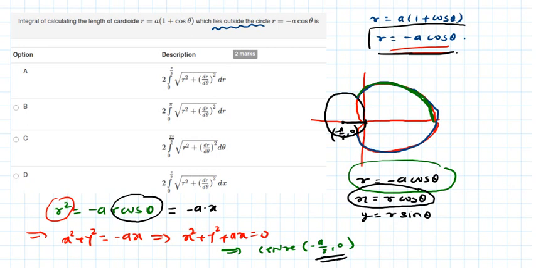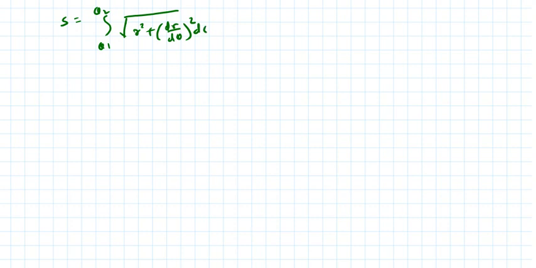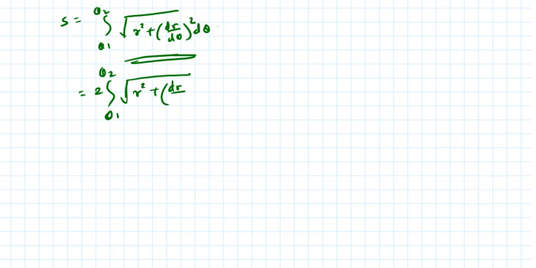The arc length of any polar curve is given by the integration from theta 1 to theta 2 of under root r square plus dr by d theta square d theta. So finally this will be 2 times the integral from theta 1 to theta 2 of under root r square plus dr by d theta square d theta.